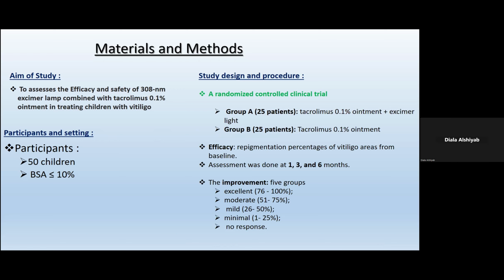And then we assessed the improvement. We divided the improvement into 5 groups. We consider the patient has an excellent response if their repigmentation area was from 76 to 100%, moderate response if it is from 51 to 75%, mild if it's from 26 to 50%, minimal improvement from 1 to 25%, or no response. So what was our result?